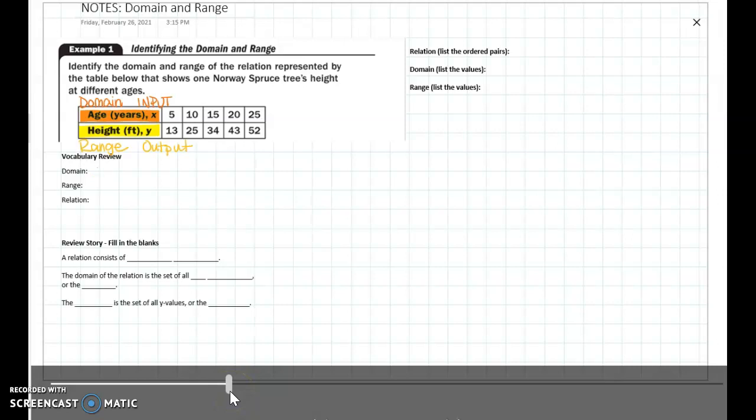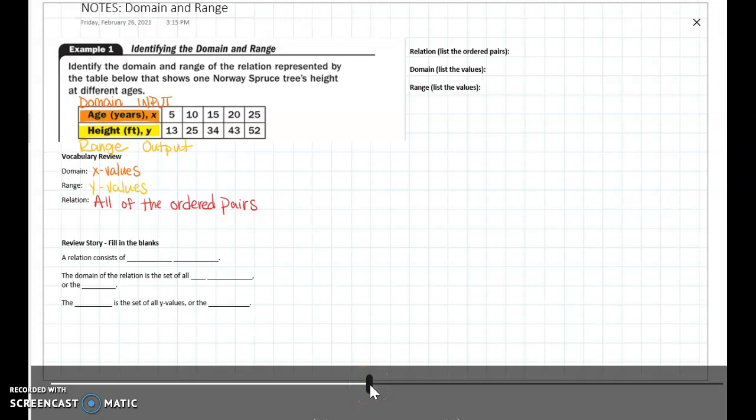Now before I had the class fill in the information, we went over the vocabulary, so it's on the page. The domain, x values, range, y values, relation, all of the ordered pairs. So the task was to list the ordered pairs in the relation, list the values of the domain, list the values of the range. So I think it would be a good idea for you to pause the video and see if you can do that. List the ordered pairs, list the domain, list the range.